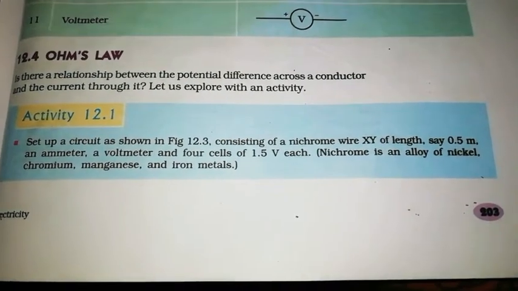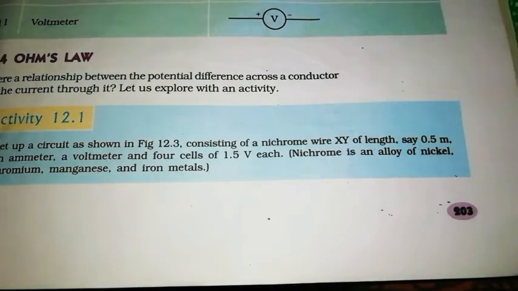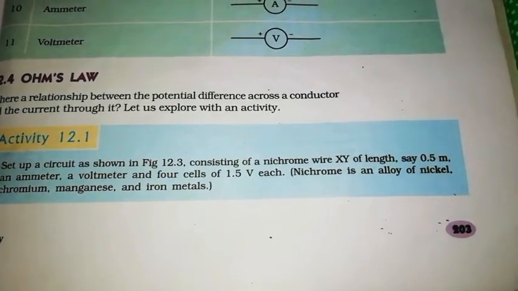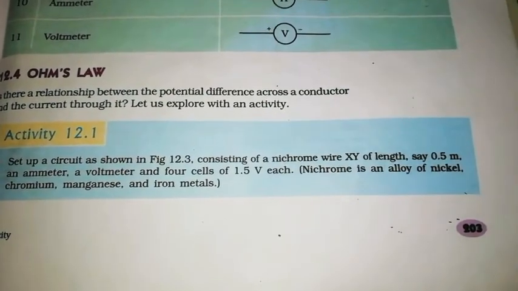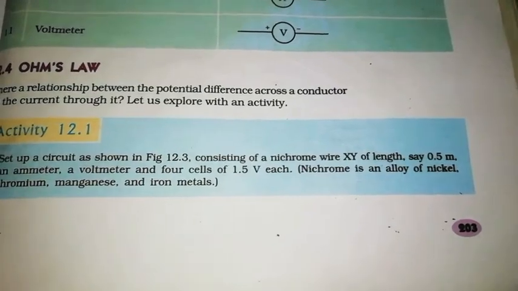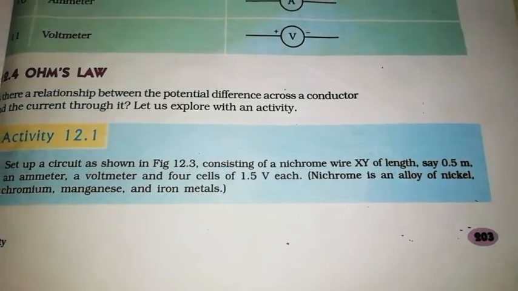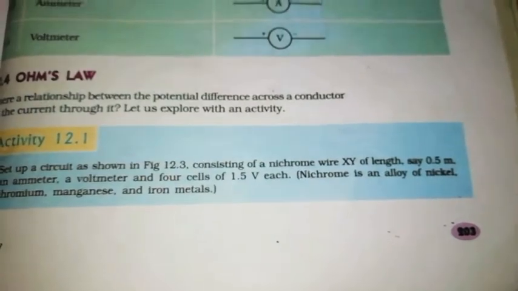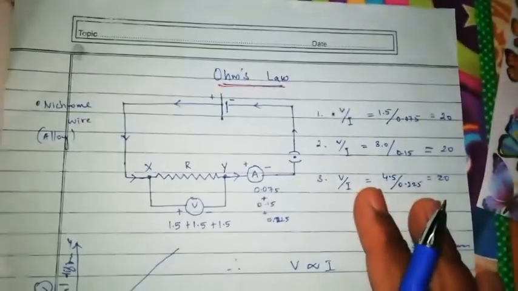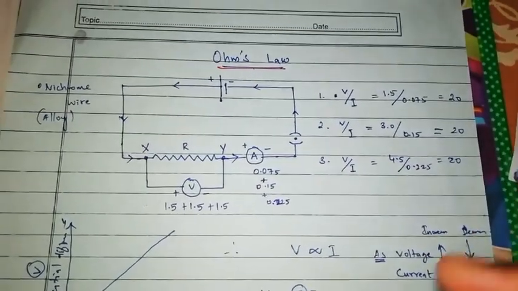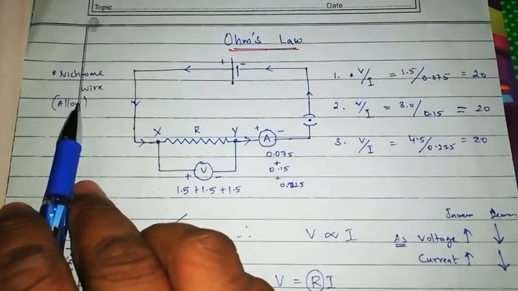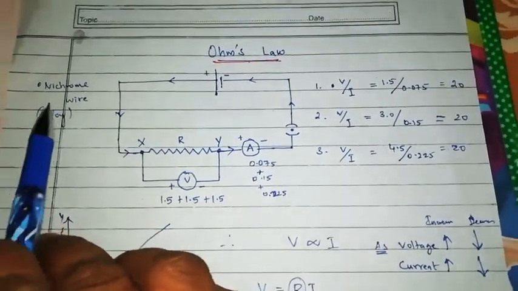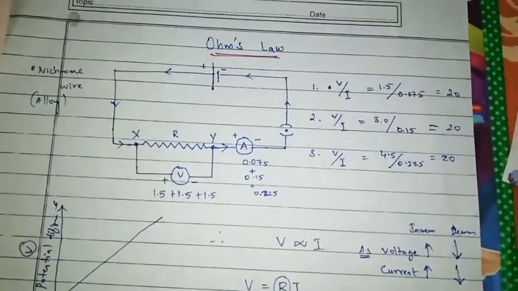Okay, I'm going to read it. Set up a circuit as shown in the figure, consisting of a nichrome wire XY of length, say, 0.5 meter, an ammeter, a voltmeter, and 4 cells of 1.5 volt each. This nichrome wire is an alloy. Nichrome is an alloy, not actually a metal. It is a combination of nickel, chromium, manganese, and iron metals. So nichrome is an alloy, right?